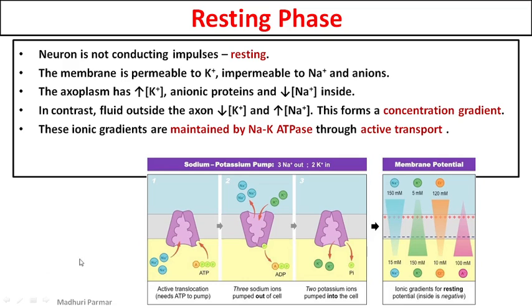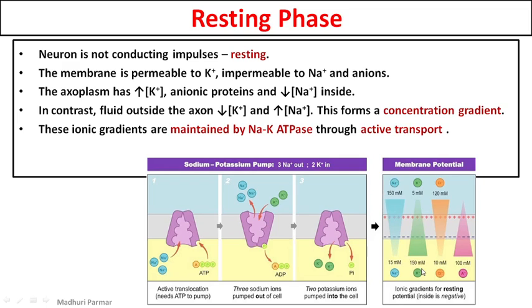Okay, and same is the case with sodium: outside, sodium is already high, but still you are grabbing sodium from inside and pushing it outside. So this is the function of the sodium potassium pump. It will push these ions against their concentration gradient. And now you understand why this gradient is maintained, why sodium is high outside and potassium is high inside.